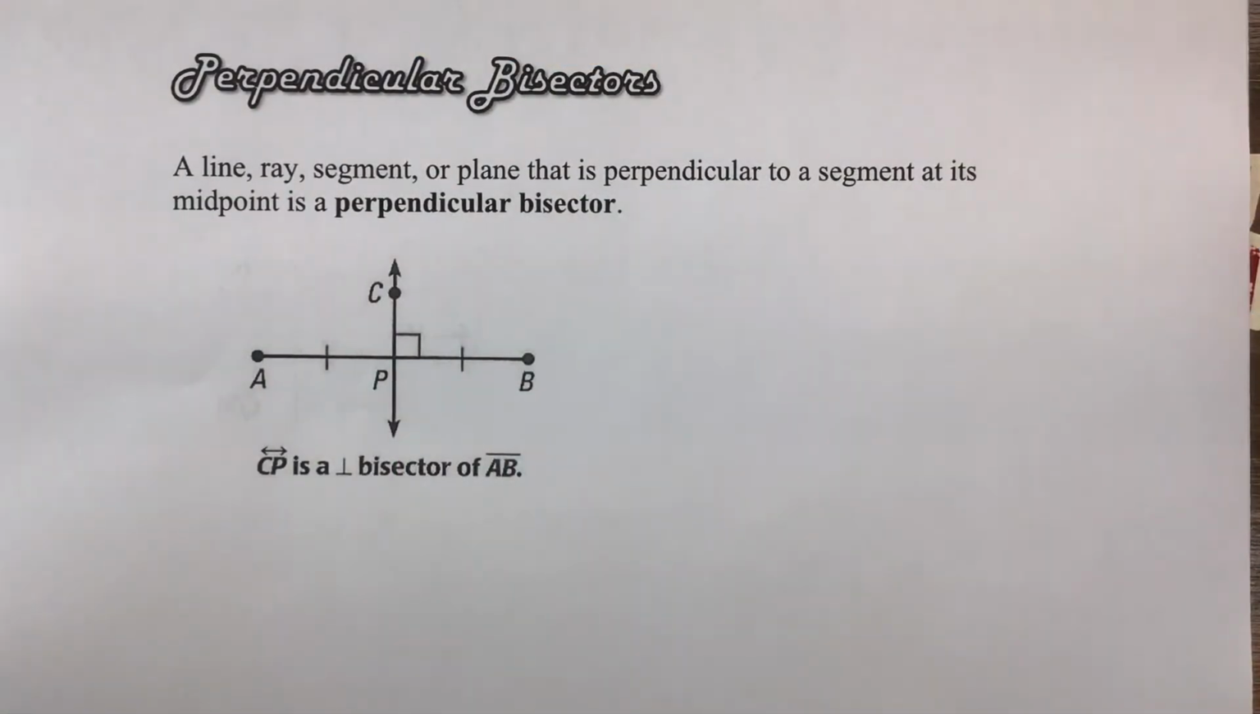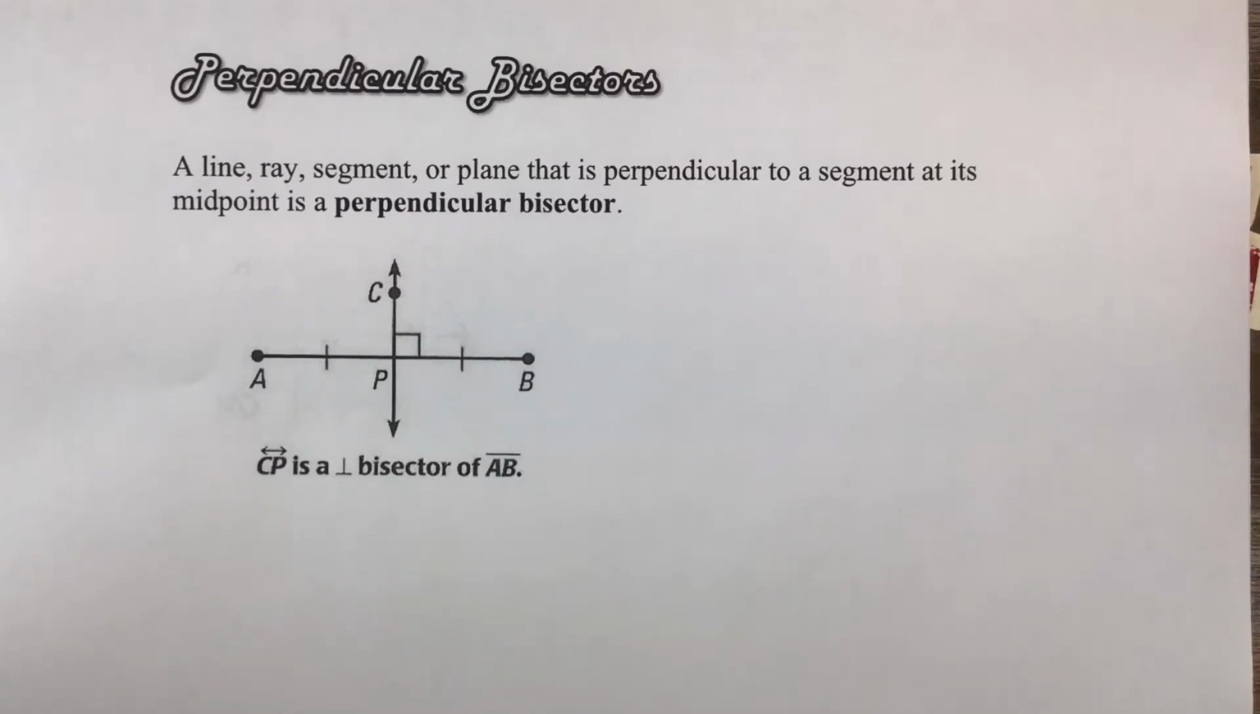Perpendicular bisectors. In just a bit, we're going to look at this as a segment within a triangle, but right now we're going to start with just defining it independently. A line, a ray, a segment, or even a plane that is perpendicular to a segment at its midpoint is a perpendicular bisector. The picture that we have here begins with a segment.